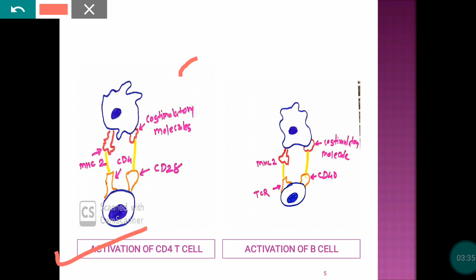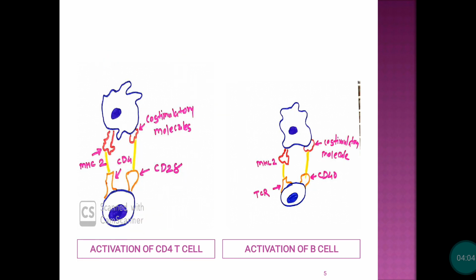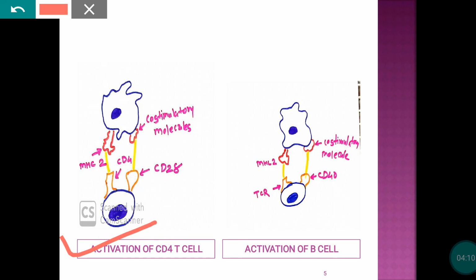So first, activation of CD4 T lymphocyte. Suppose there is an antigen in your body. This antigen cannot be recognized by the CD4 lymphocyte directly. They can recognize this antigen only when a macrophage or dendritic cell, an antigen presenting cell, presents this antigen to the T lymphocyte. So the antigen can be recognized by CD4 lymphocytes only if it is presented by antigen presenting cells.